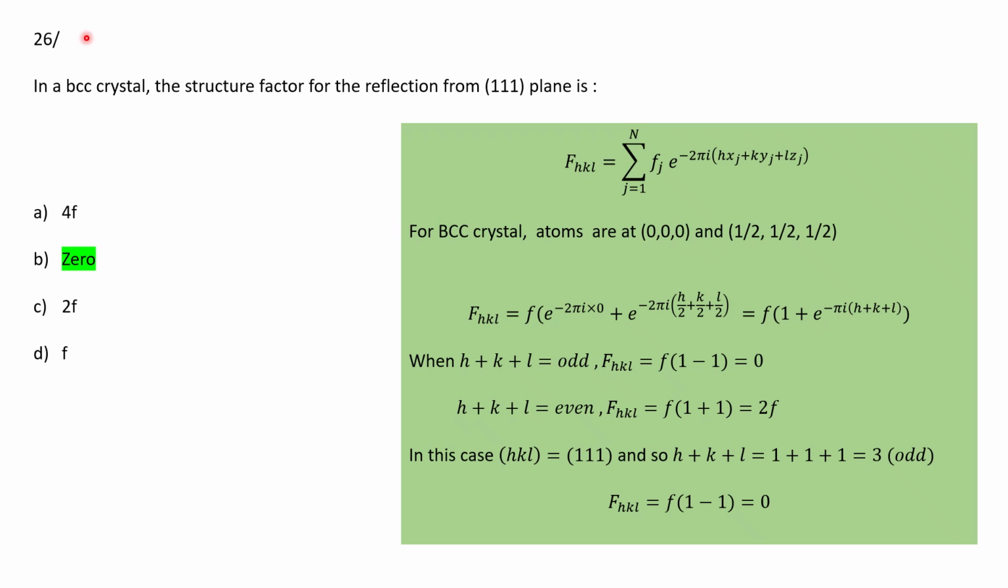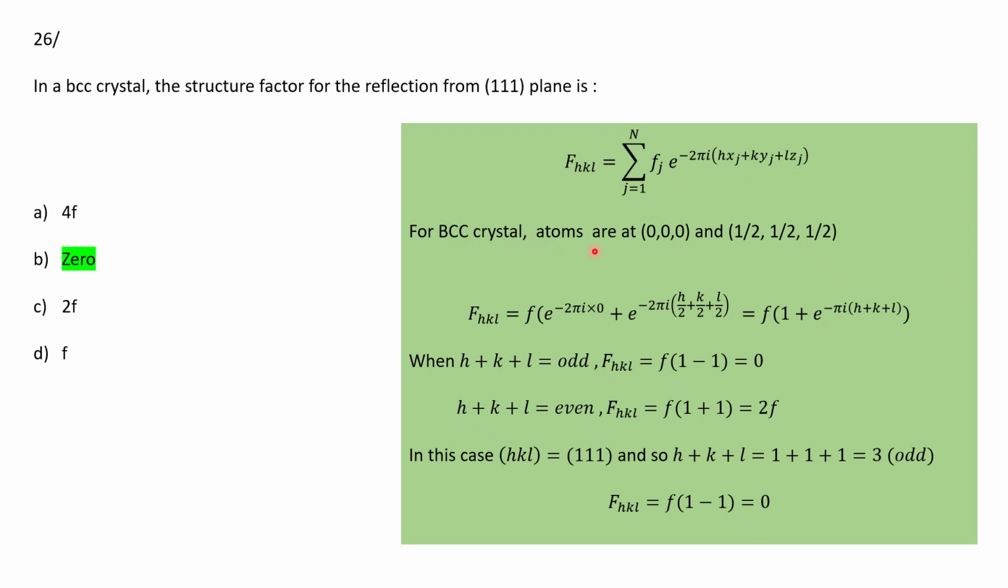Then in a BCC crystal, what is the structure factor for the reflection from the 111 plane? The options are 4F, 0, 2F, and F. We know that F_hkl can be written as the summation over j equals 1 to n of f_j e to the power minus 2 pi i (h x_j plus k y_j plus l z_j).